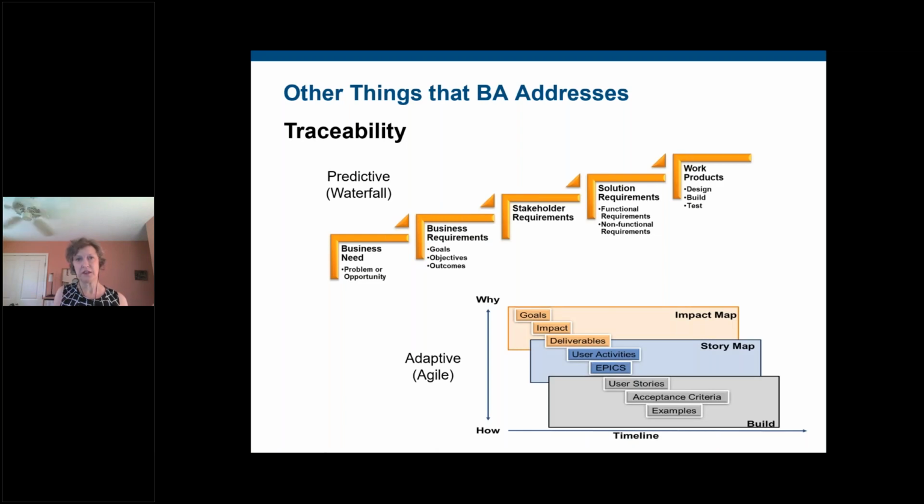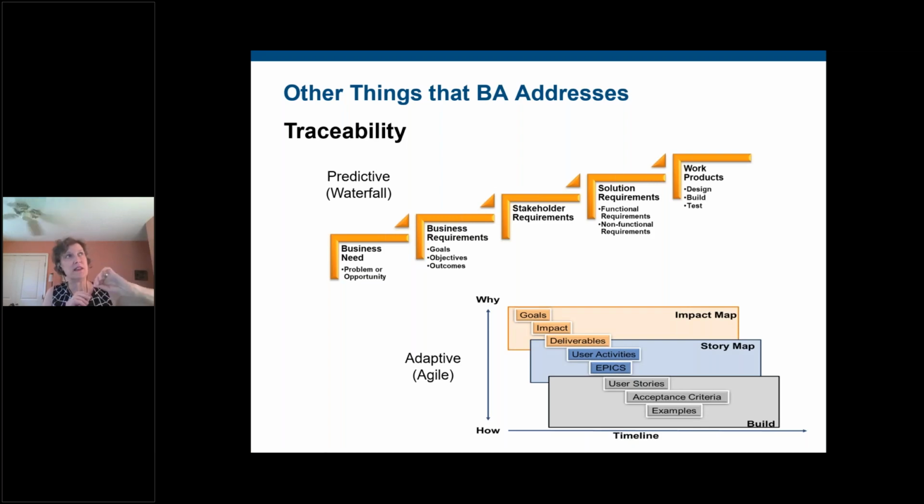Now, another key thing that a BA does is what's called traceability. You can use tools for this. You can also use an Excel spreadsheet. A lot of people will use something like this. But the idea of traceability is that it's drawing a connection between a requirement, say a functional requirement, or some characterization of the product or the solution that we're building. We're drawing a line between that and the business requirement or the business need.